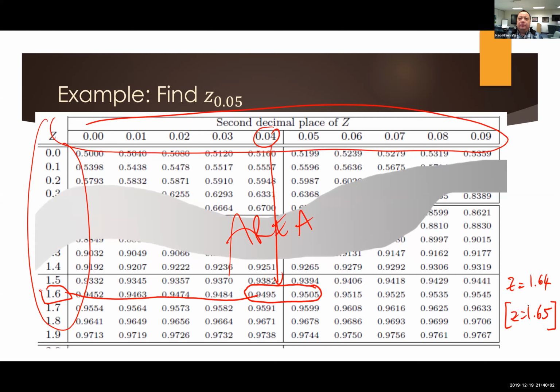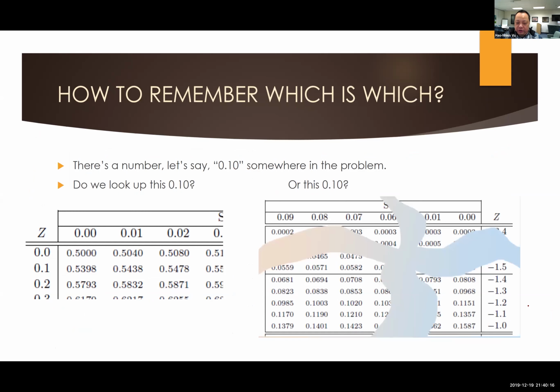All right, so now we've done two kinds of problems, one where we're given a certain number and we look on the edge, okay? And then another one where we're given a certain number and we look in the area. So how do you remember which is which? Let's say that there's a 0.10 somewhere in the problem. So does that mean we're looking up this 0.10? Or are we looking up this 0.10 or around it?